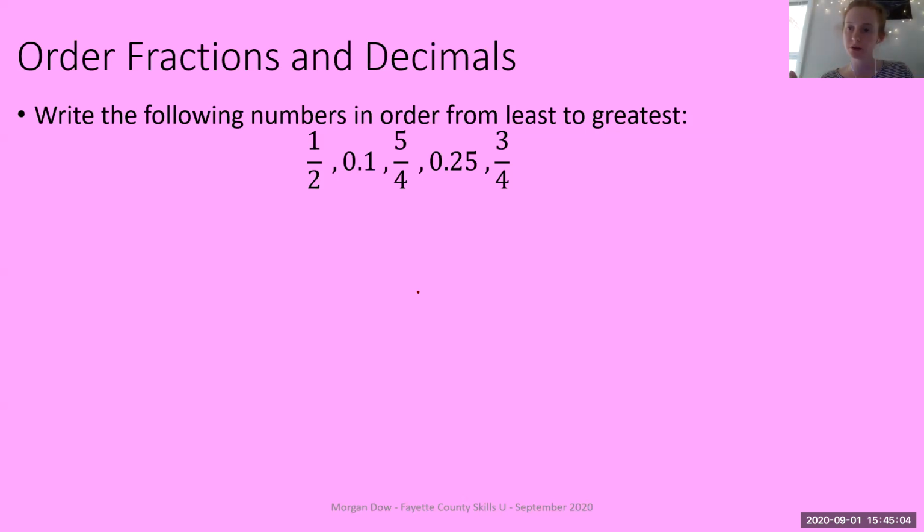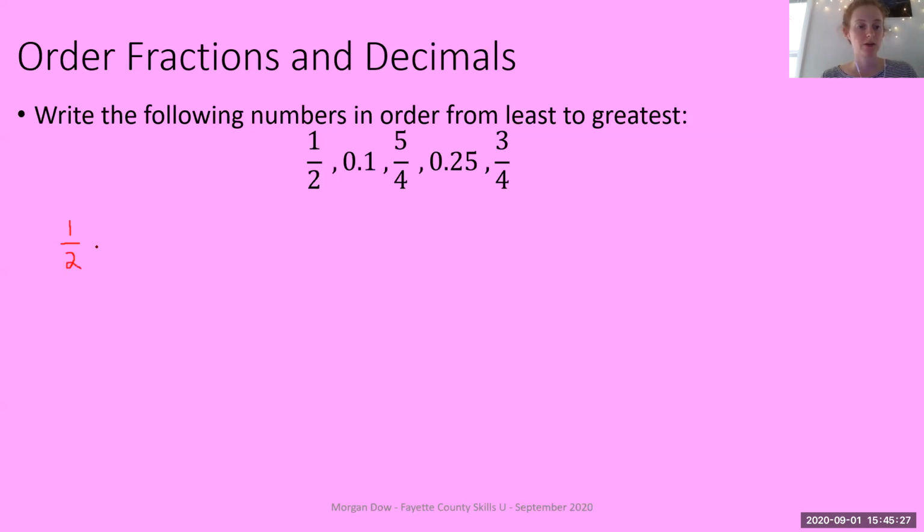So I look at my list of numbers. I see I've got a mixture of 2 different types of numbers. I've got fractions and decimals. So first thing I'm going to do, I'm going to make my life easier by changing them all to the same type of number. And in this case, I'm going to decide to change them all to decimals. So I'm going to take each of my fractions and change them to decimals.